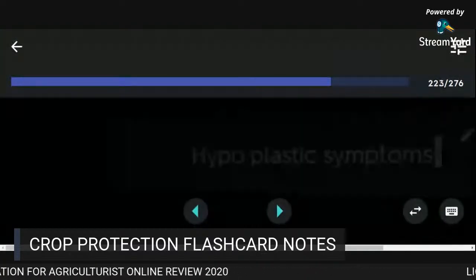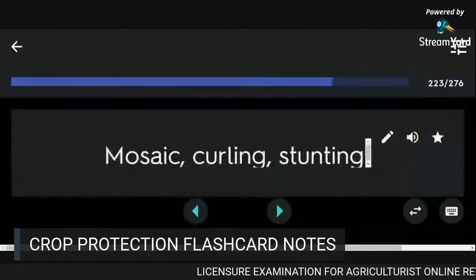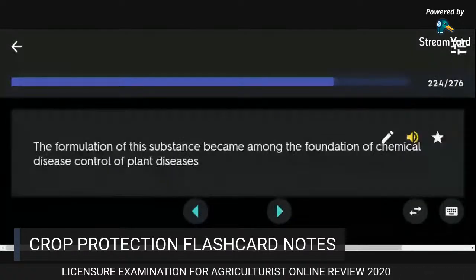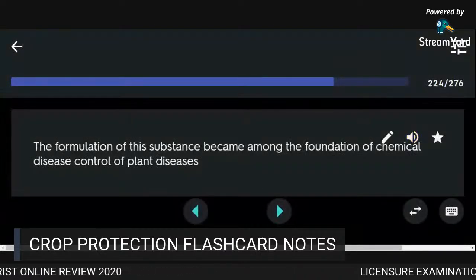Hypoplastic symptoms: mosaic, curling, stunting. The formulation of this substance became among the foundation of chemical disease control of plant diseases. Bordeaux mixture.